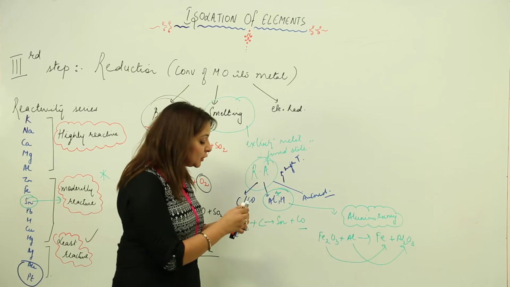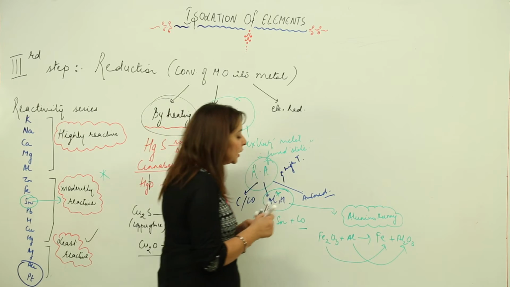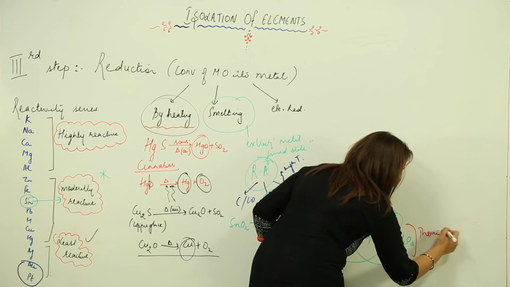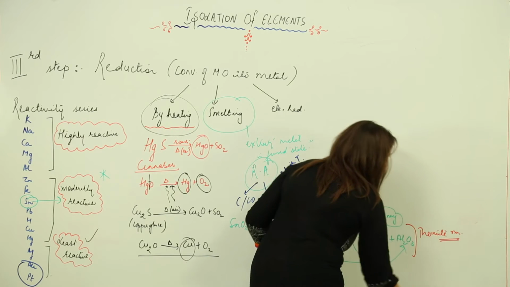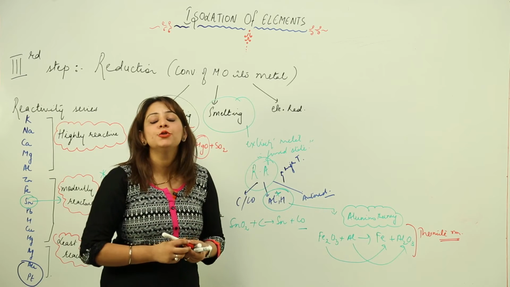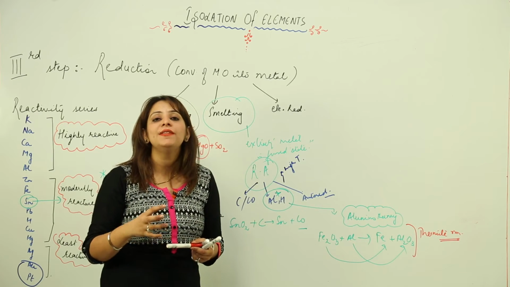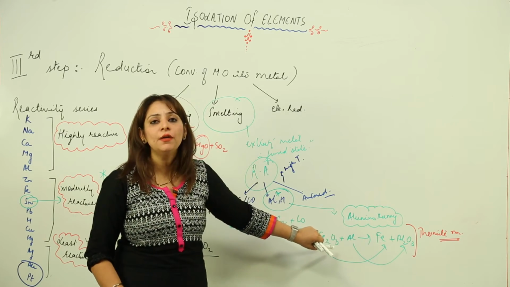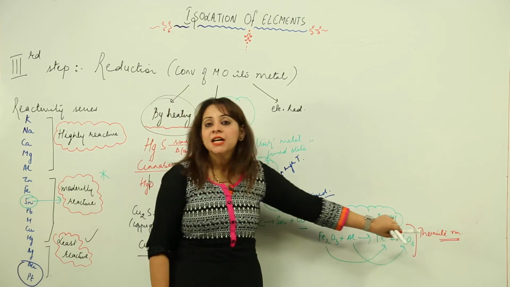You know that there is a special name for this reaction. This reaction is called the thermite reaction, and it serves a useful purpose. It is used for thermal welding. It is used for welding of railway tracks. This reaction is actually employed for the welding of railway tracks. So this is called the thermite reaction.